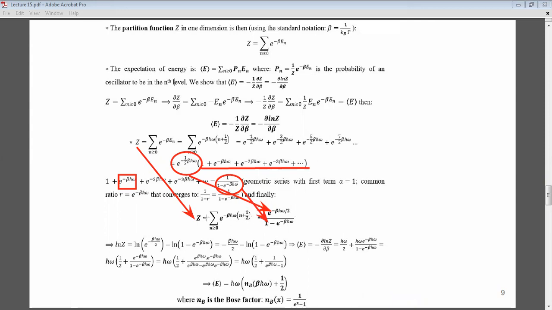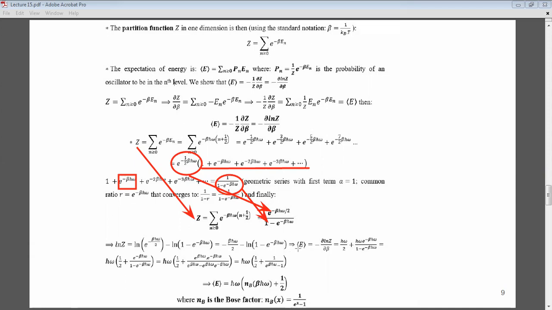Now let's take the logarithm of this. It will give me the logarithm of the numerator minus the ln of the denominator. So I will have ln e to the minus beta h bar omega over 2 minus ln (1 minus e to the minus beta h bar omega). Ln and exponential cancel each other, so we get minus beta h bar omega over 2 minus ln (1 minus e to the minus beta h bar omega). And this is ln Z.